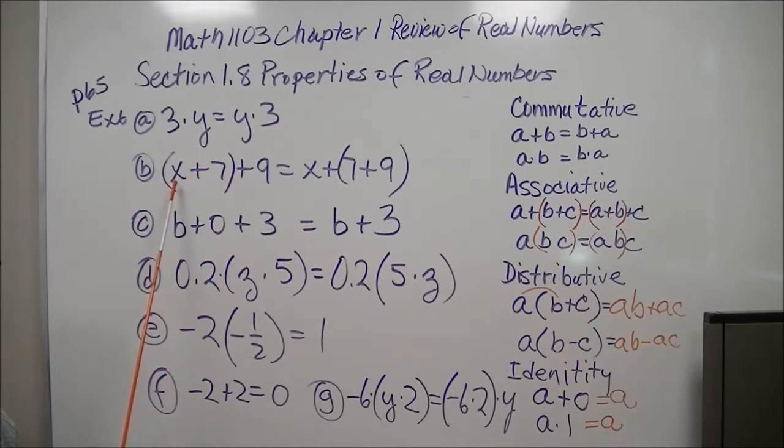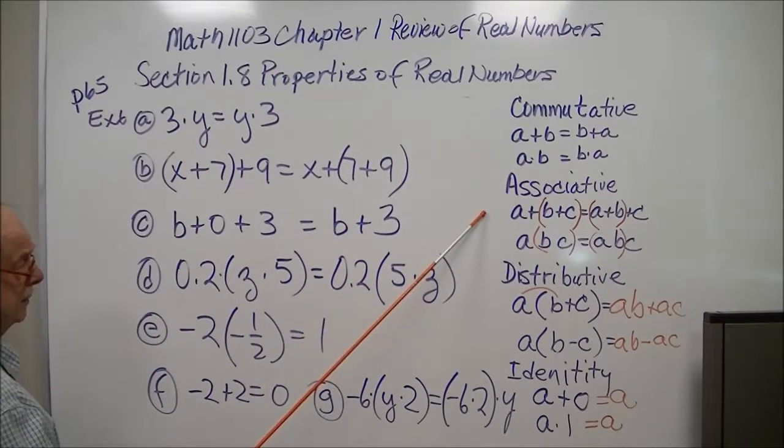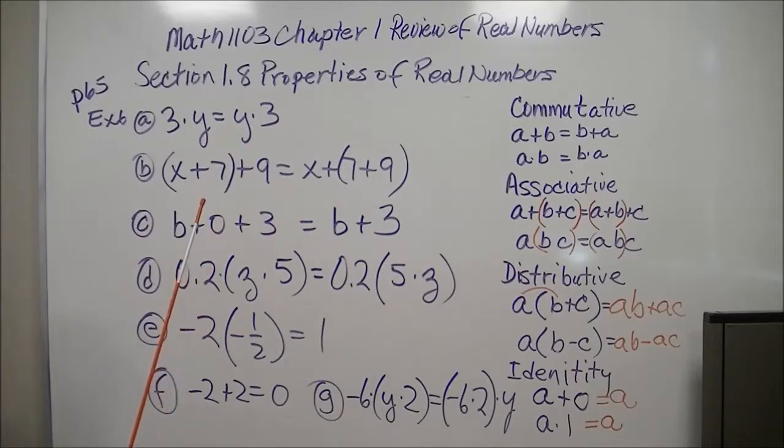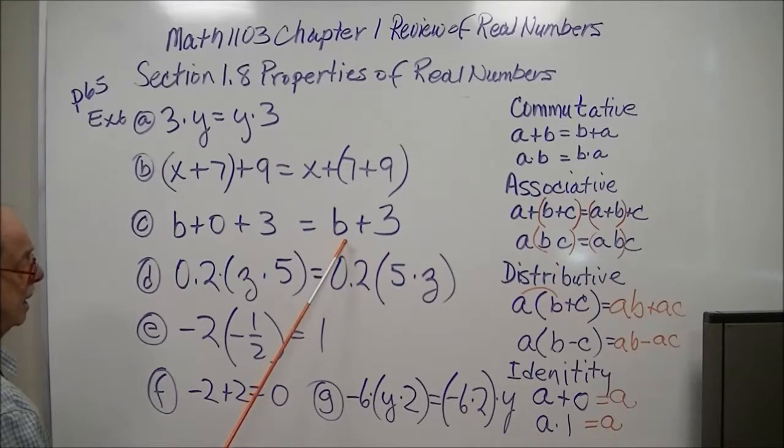Now here we have x 79, x 79. The order is exactly the same, but we're grouping it differently. So when we group things differently, that's the associative of addition. In letter C, we have a 0. Adding something to a 0 and not having it change its value, that would be the additive identity. You can add a 0 to something, it doesn't change it. So the identity of addition.